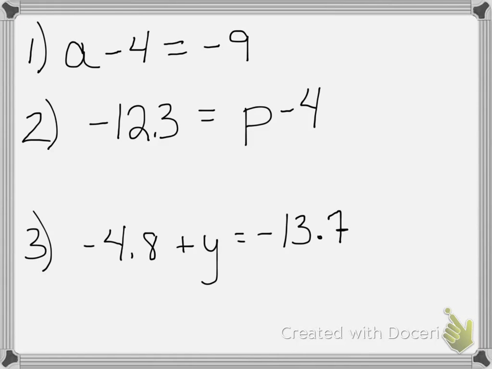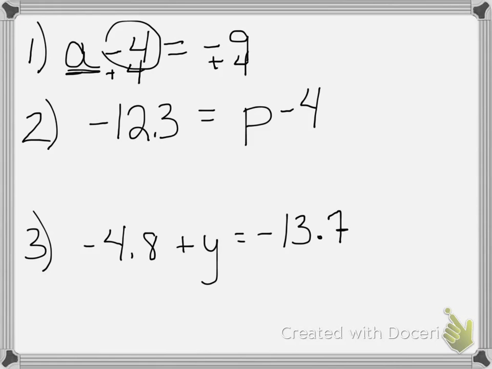Okay, if I were going to do this problem myself, I would look at the first one. I have a minus 4 equals -9. I know I want to get a all by itself. So I've got to do the inverse operation of subtracting 4 to get it to 0. So the opposite of subtracting 4 would be adding 4. I know -4 plus 4 is going to be 0.